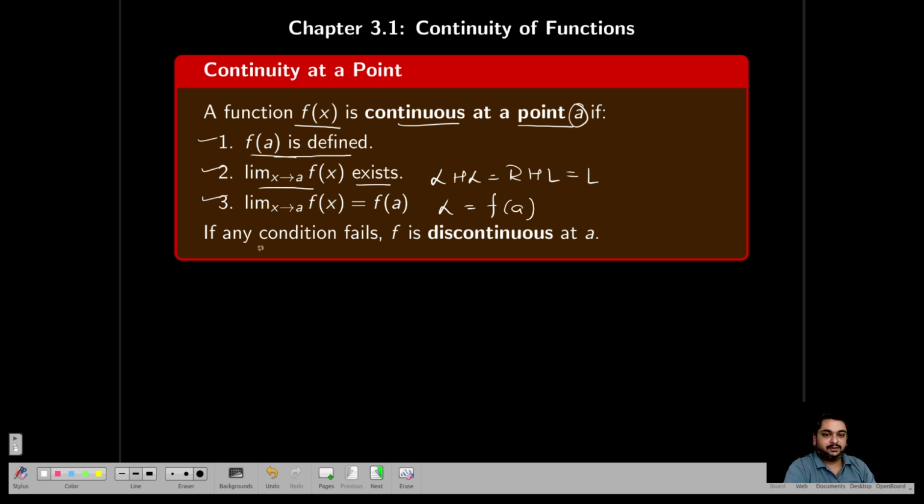So it's a point continuity. If any condition fails, f is discontinuous at A. So what are these three points? The function f at A is said to be continuous if and only if f of A is defined, and the limit as x approaches A exists, and then that limit value is equal to the f of A value.